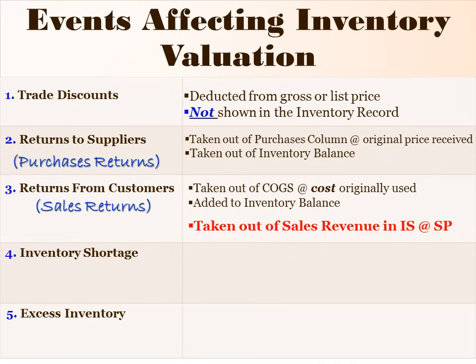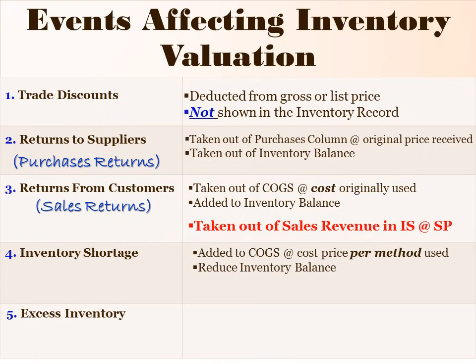Now, inventory shortage. A shortage of inventory could have come about as a result of a number of things. But in most instances, it's because employees stole from the business. If the inventory is short as a result of pilferage, it is going to impact our bottom line. That is, it's going to affect our profits. Remember, to arrive at profit we take sales revenue minus cost of sales. So in this case, inventory shortage is going to be added to cost of sales. If we increase cost of sales, we are bringing down profits.